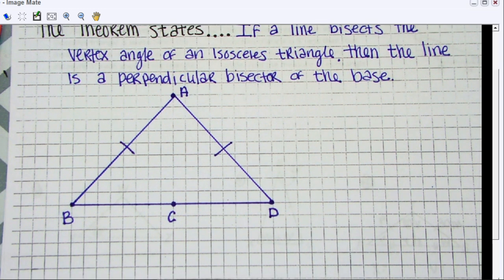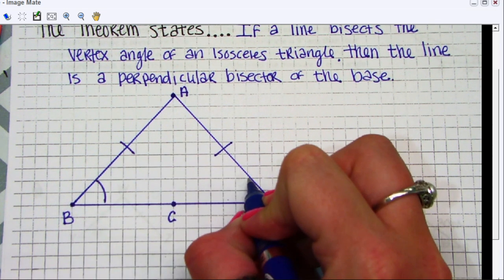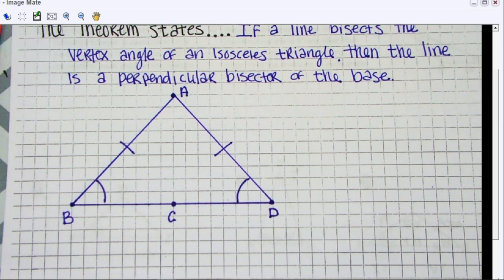Okay. So if those are the legs of my isosceles triangle, what letters represent the base angles? D and B. Good. Base angles. This one and this one. So see how we have a really big isosceles triangle? What we're going to do is put this theorem on this picture. So the theorem says if a line bisects the vertex angle.